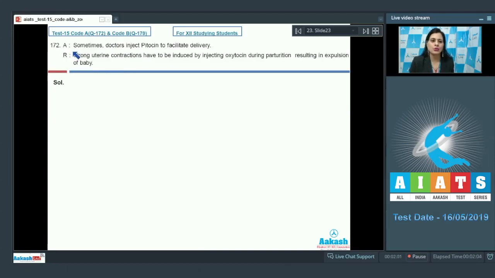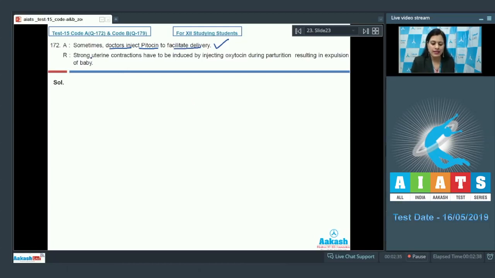Question number 172, assertion given is sometimes doctors inject pitocin to facilitate delivery, and this is a correct statement. Pitocin is artificially synthesized oxytocin that aids in parturition. So sometimes doctors inject this pitocin to facilitate delivery or parturition.